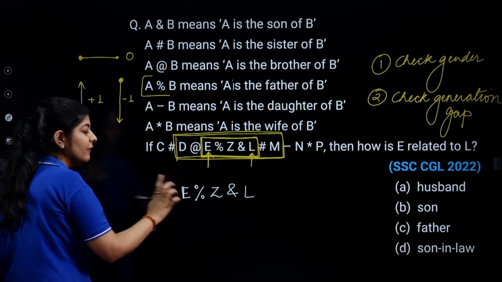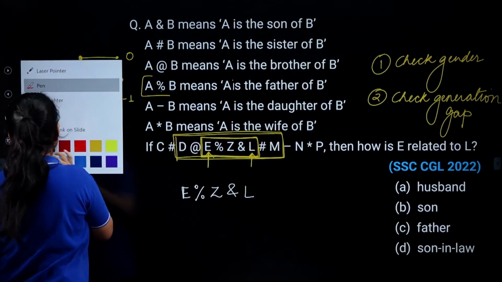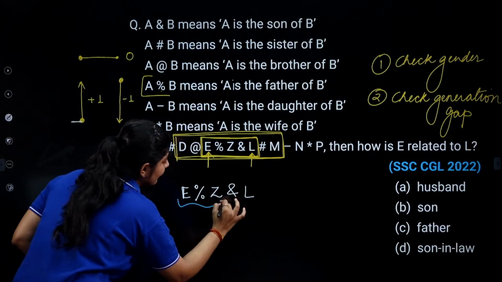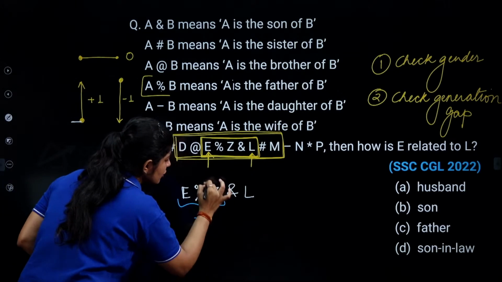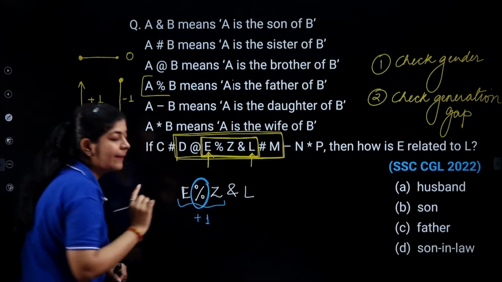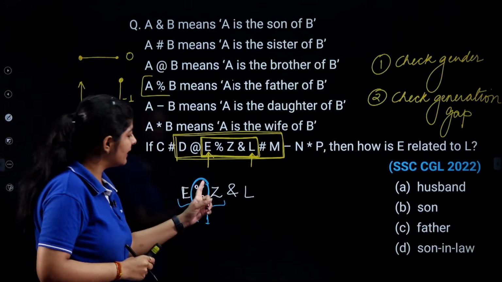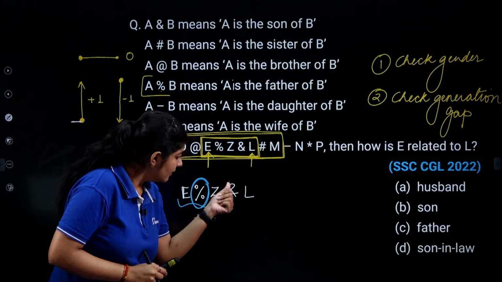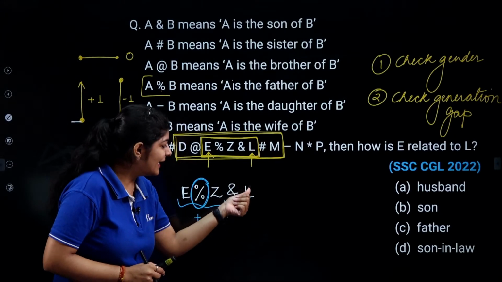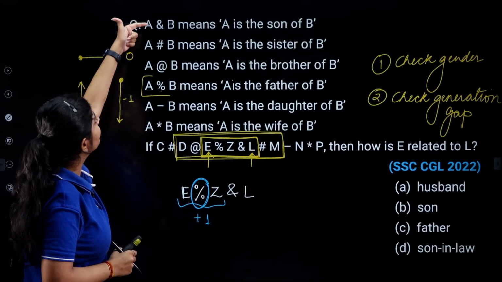Sorry, I am only solving this particular part. Okay. So here I am getting plus 1, because of this symbol. The next one, Z, AND symbol, and L. Where are we having the AND symbol? Over here.